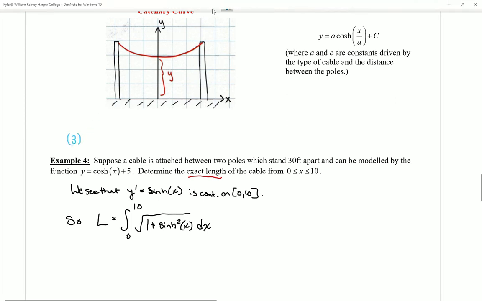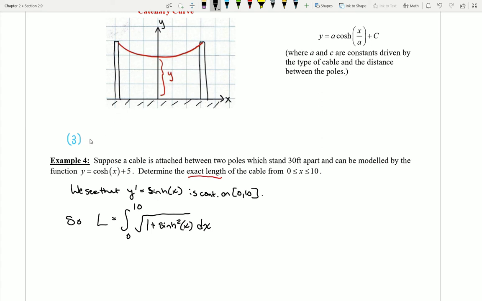I mentioned several videos back that identity 3 was the only identity that we really might need to know. It was that kind of basic identity. You might recall it said that the hyperbolic cosine squared of x minus the hyperbolic sine squared of x was equal to 1. Well, with this in mind, what can I go ahead and replace 1 plus hyperbolic sine squared with? Well, I should be able to go ahead and replace it with hyperbolic cosine squared.